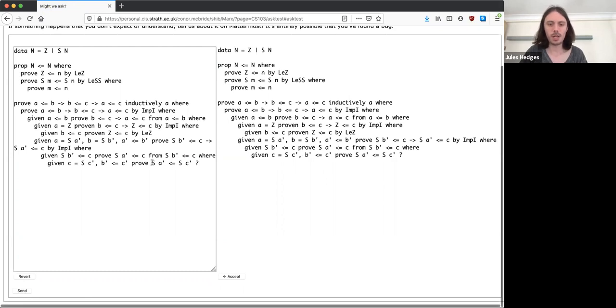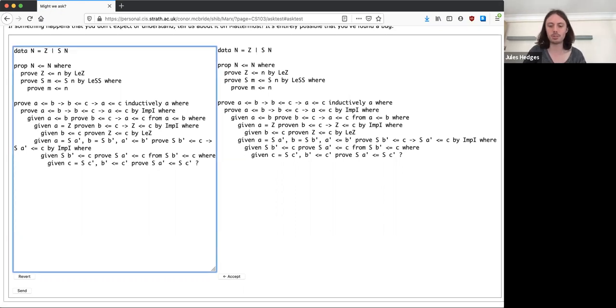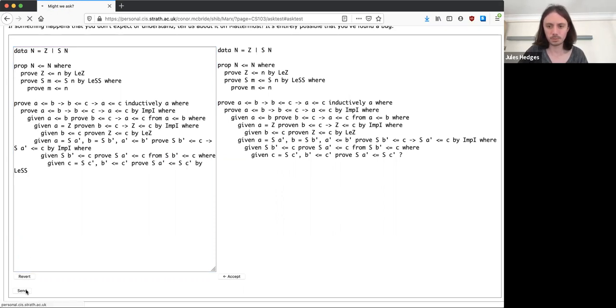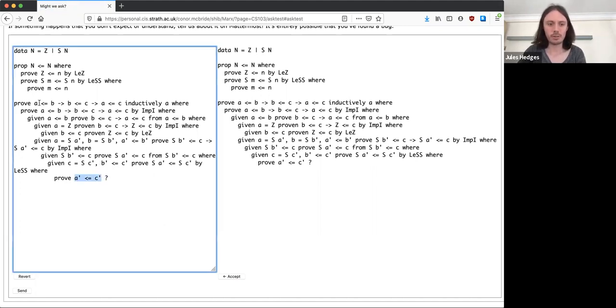Okay, so now we have to prove that a successor is less than or equal to another successor. So we can do this using the LESS rule. So now we have to prove that A prime is less than or equal to C prime. And at this point, we're almost done, because this is the conclusion of our inductive hypothesis. So what I'm going to do is say from the inductive hypothesis.